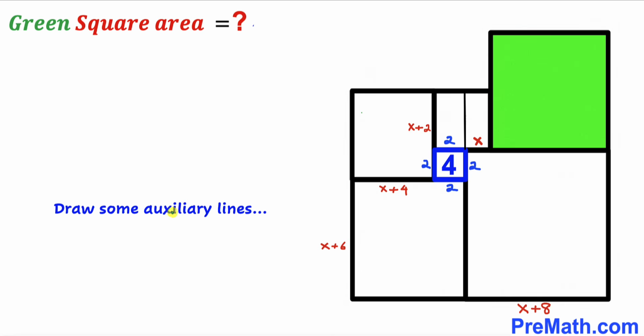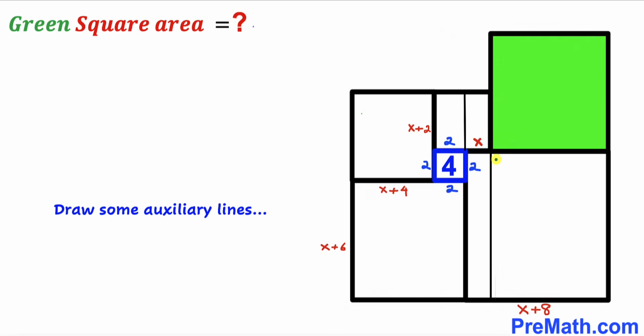In this next step, I'm going to draw some more auxiliary lines to make our job simpler. I have drawn this perpendicular line by extending this side of the green shaded square. We can see that this line is parallel to this line, so this tiny segment length is equal to this tiny segment length. We know this segment length is x, so this tiny segment length is x as well.